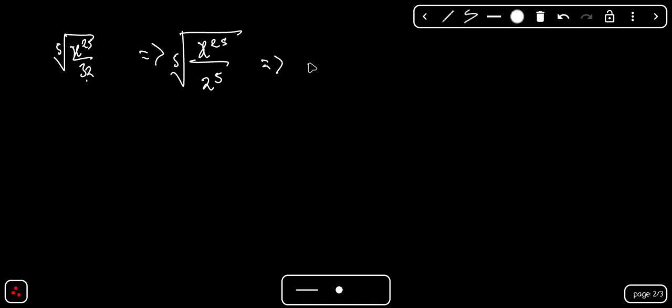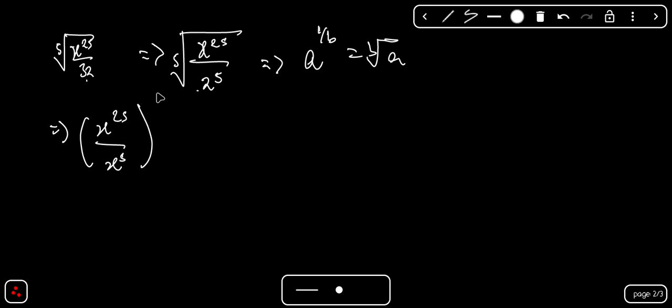So then remember that if we have a raised to the power of 1 over b, that is equal to the bth root of a. Okay, so we can apply this rule in this problem. So this means we are going to have x raised to the power of 25 over 2 raised to the power of 5, then everything raised to the power of 1 over 5. Then we can distribute this 1 over 5 into the bracket. That is, we're going to have x raised to the power of 25 multiplied by 1 over 5, then over 2 raised to the power of 5 multiplied by 1 over 5.